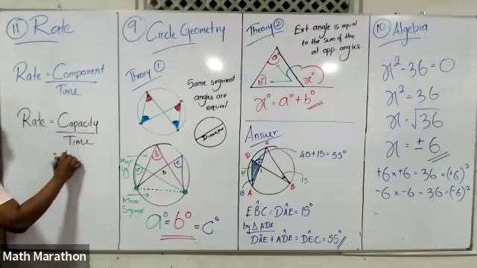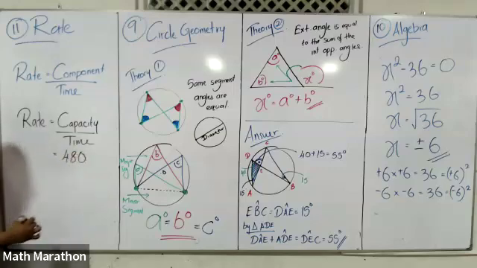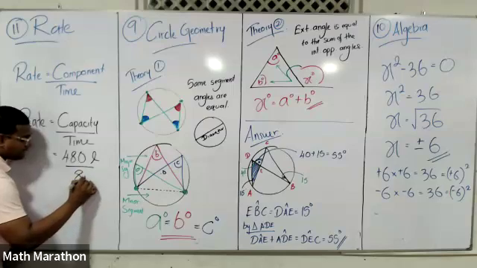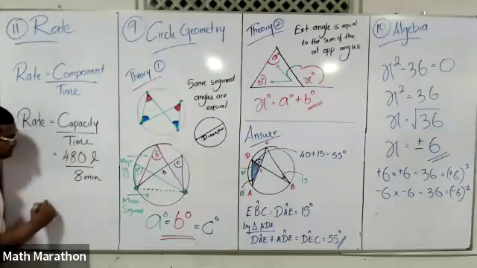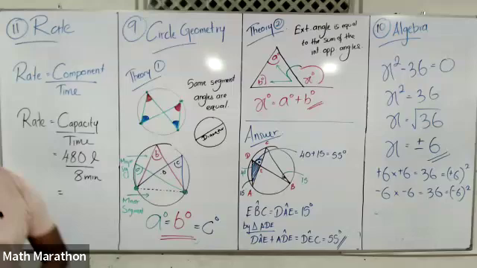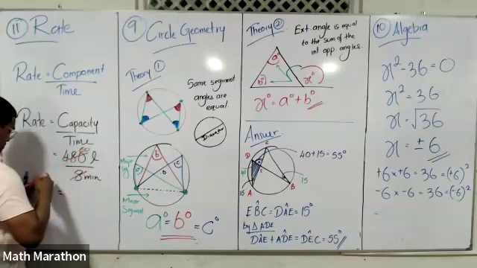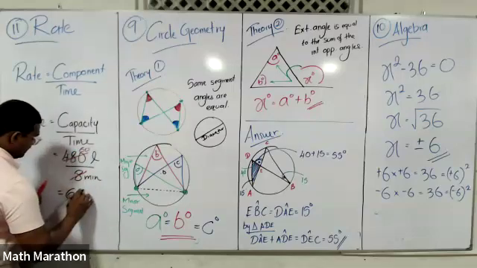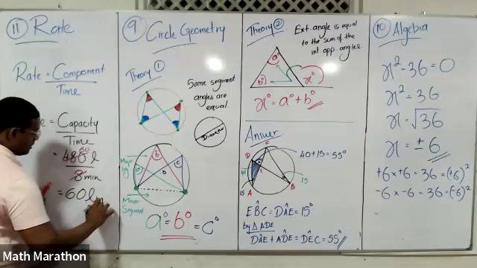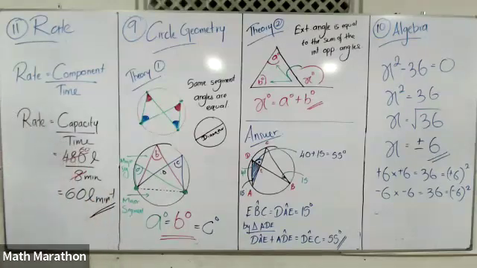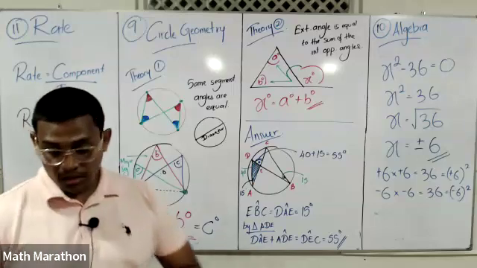What is the capacity? 480 liters divided by 8 minutes. So what is that? 8, 480, 60. 60 liters per minute. Good? Okay.